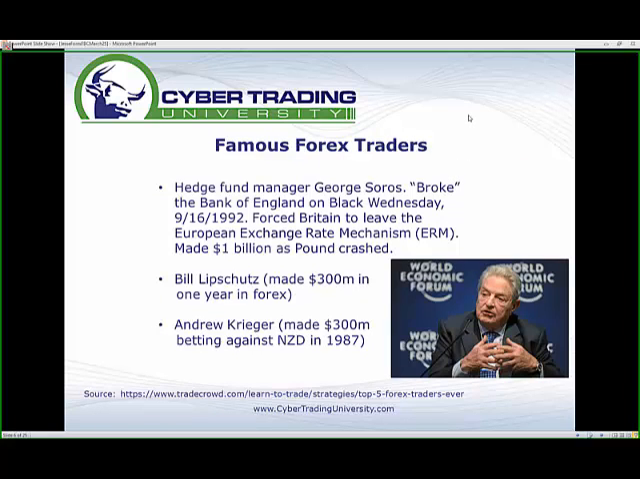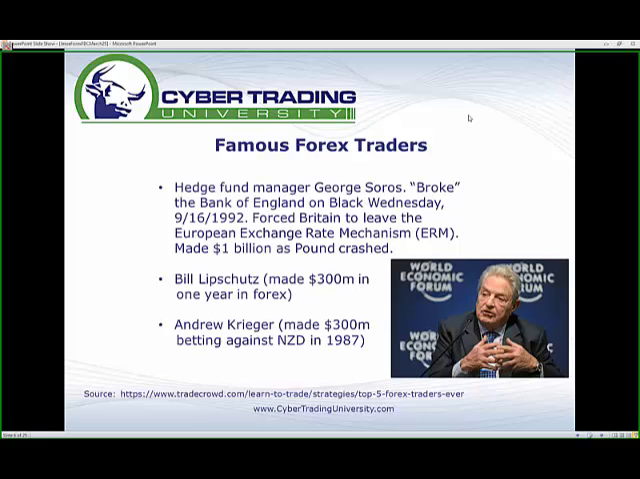So there are many famous Forex traders who basically built their fortunes around Forex trading, even though the common man is much more familiar with trading stocks or bonds. But the smart money trades Forex. So here's some examples of famous Forex traders. The most notable of them all is the infamous hedge fund manager George Soros.